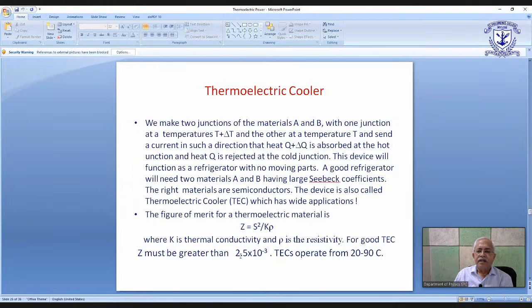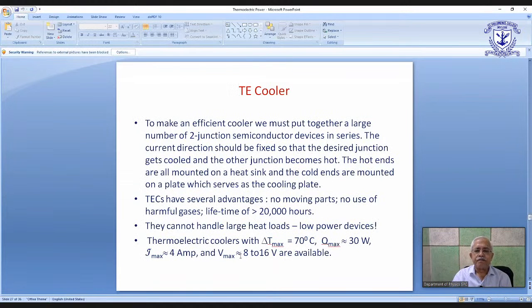It is seen that for good quality thermoelectric coolers, we must have Z much greater than about 2 into 10 to the power of minus 3. And it is seen that most of the thermoelectric coolers operate from something like 20 to 90 degrees centigrade. There are several advantages of TE coolers. I've just made a mention of it.